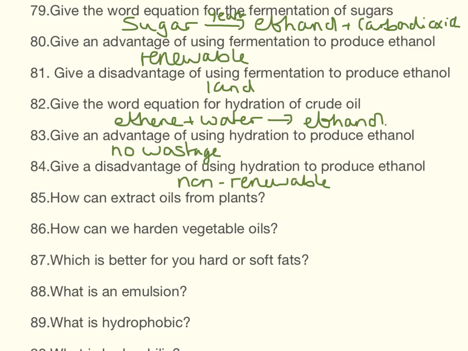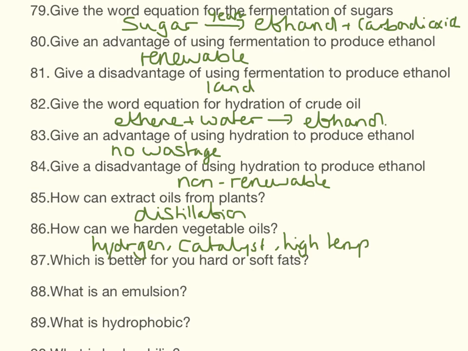How do we extract oils from plants? We can do that by distillation. How do we harden vegetable oils? We add hydrogen, a catalyst, and a high temperature. And soft fats are better for you.